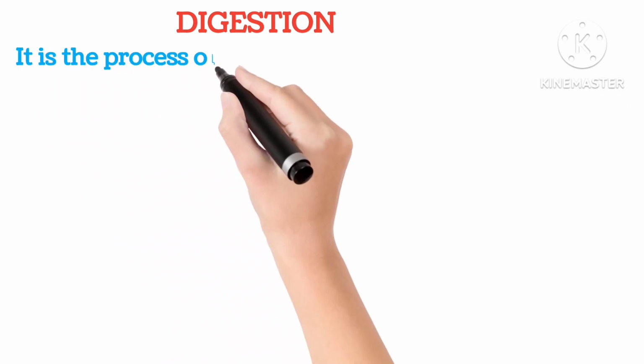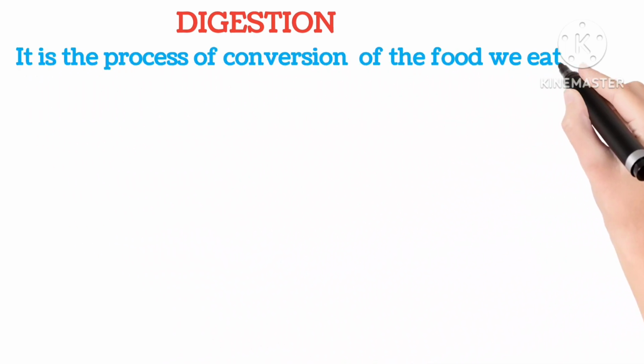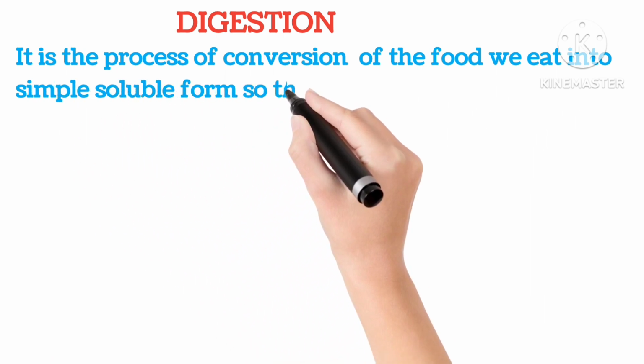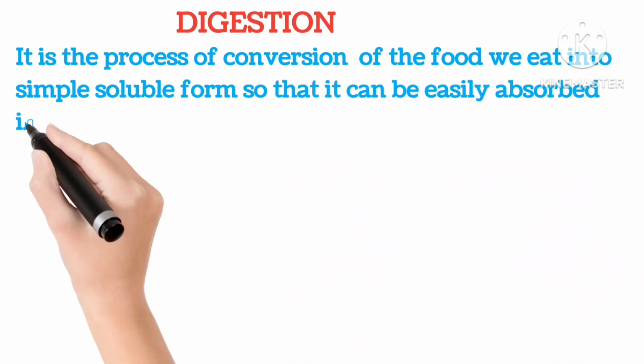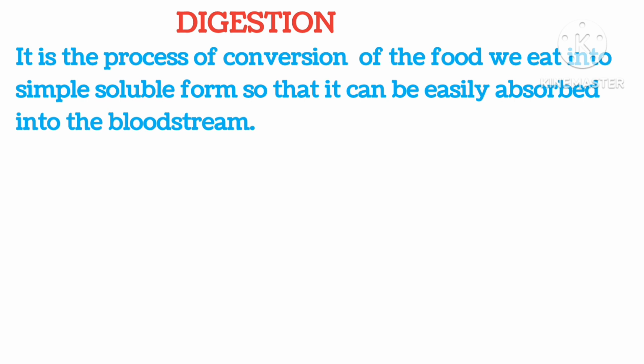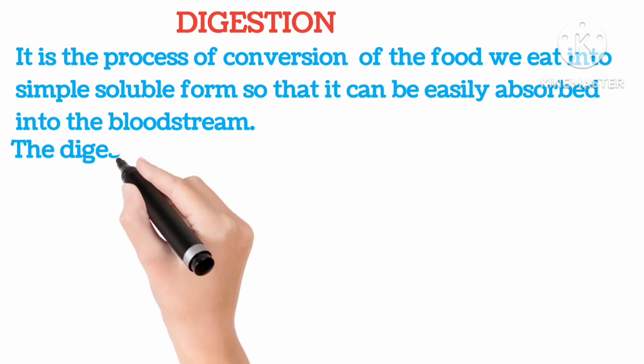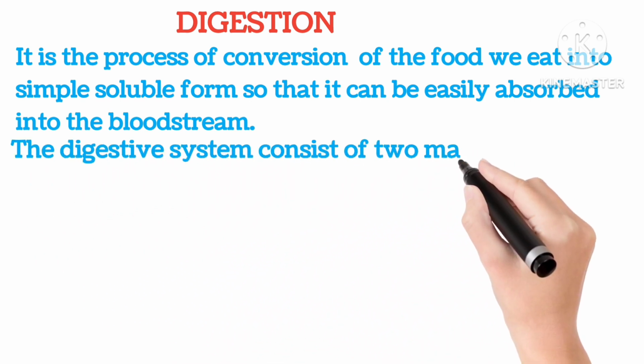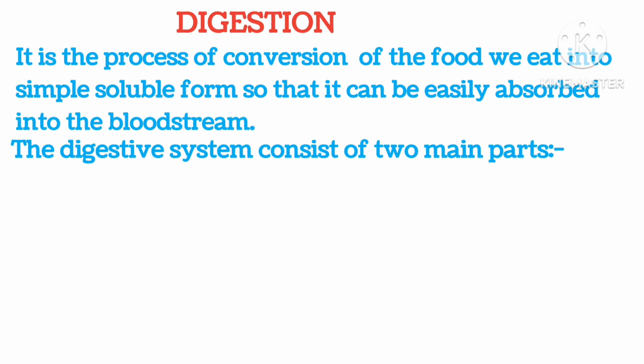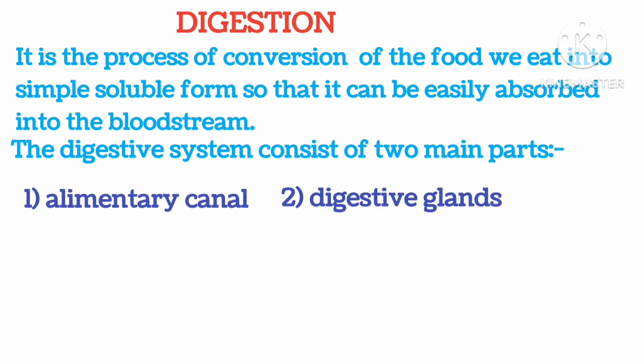Digestion. It is the process of conversion of the food we eat into simple soluble form so that it can be easily absorbed into the bloodstream. The digestive system consists of two main parts: alimentary canal, digestive glands.